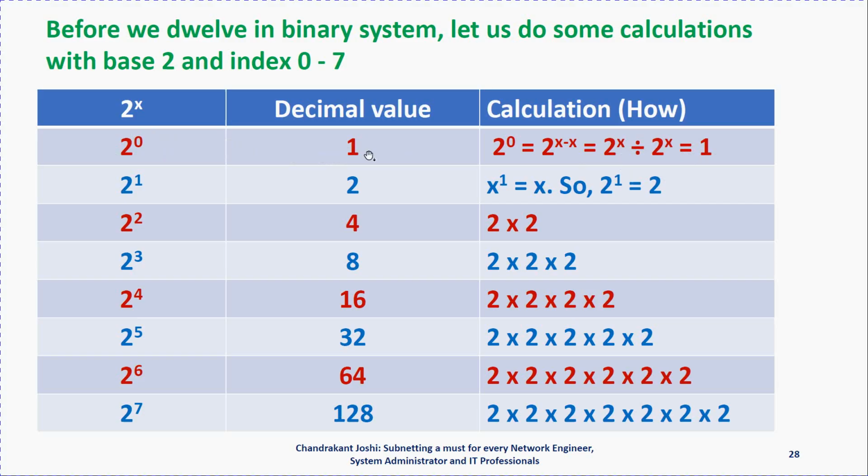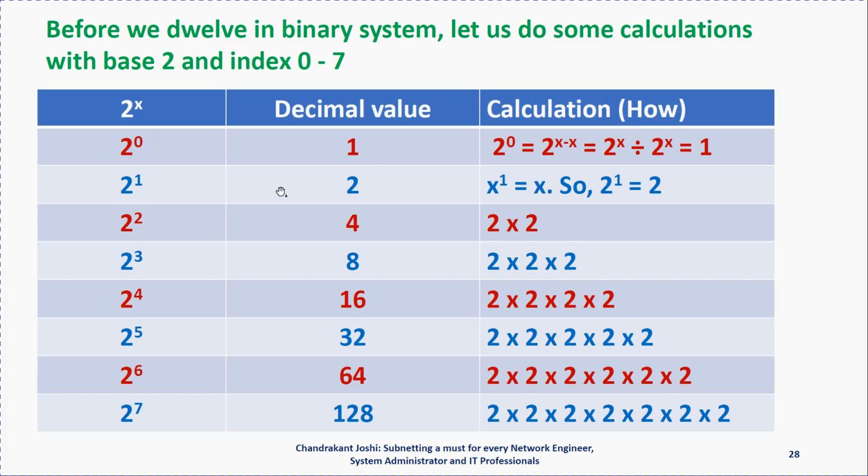Similarly, like any other number whose power is 0, the value is always 1. Even if there is a complex equation and the whole power of that complex equation is 0, we don't need to worry about the calculation of that complex equation. Just look at the entire power, the whole power is 0, so the value should be 1.